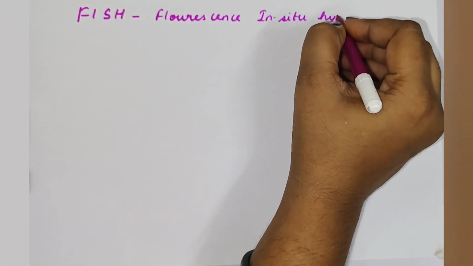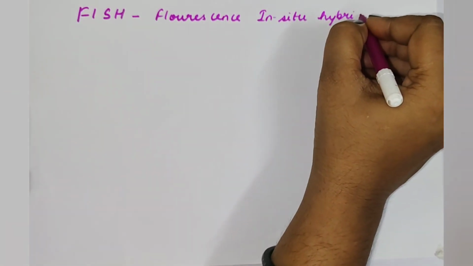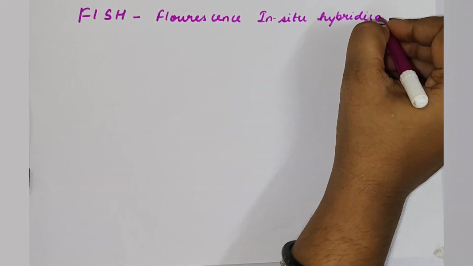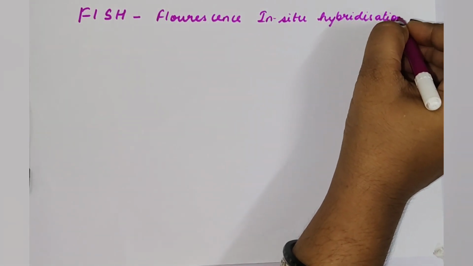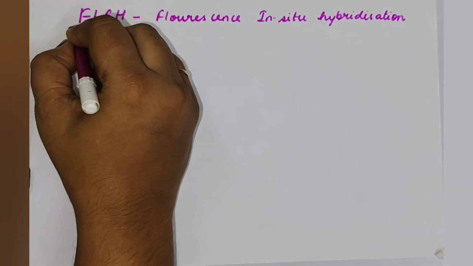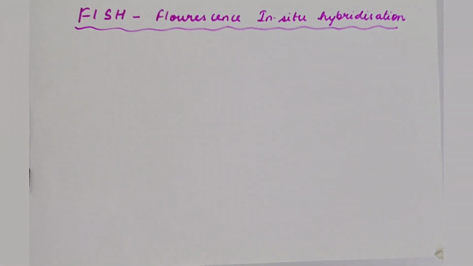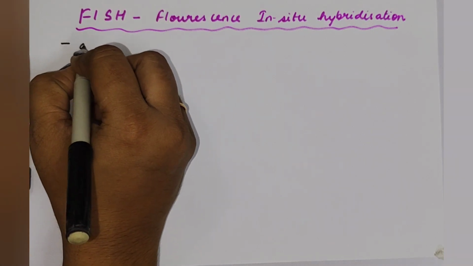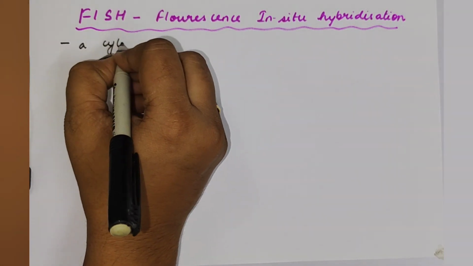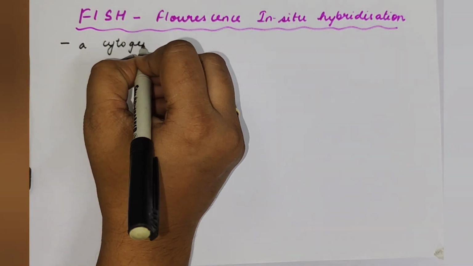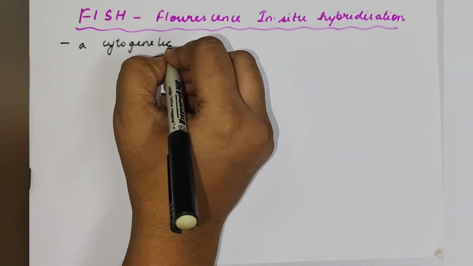So, first of all, what is FISH? FISH stands for Fluorescence In Situ Hybridization. Here the word fluorescence means the use of fluorescent probes, and in situ refers to the exact site or the exact place of action, whereas hybridization refers to the complementary binding of the probe to the specific DNA fragment.